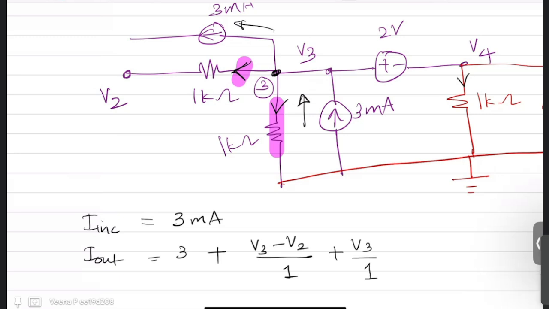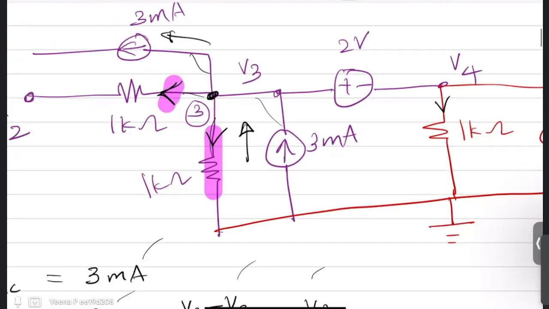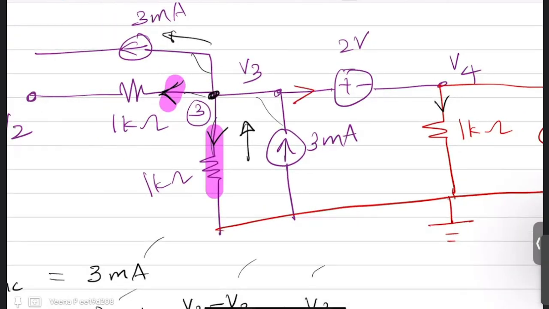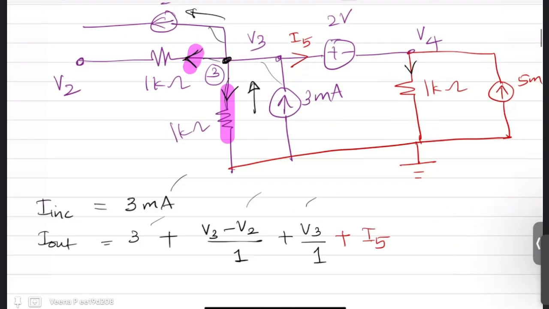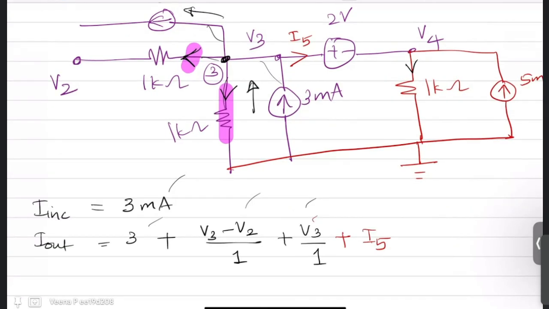Now 1, 2, 3, 4. You have written 4 currents. Now what is the fifth current? The fifth current is this guy. Let me name it as I5. Now this I5 is also outgoing. Now you have to express this I5 in terms of V3. How can we do that?